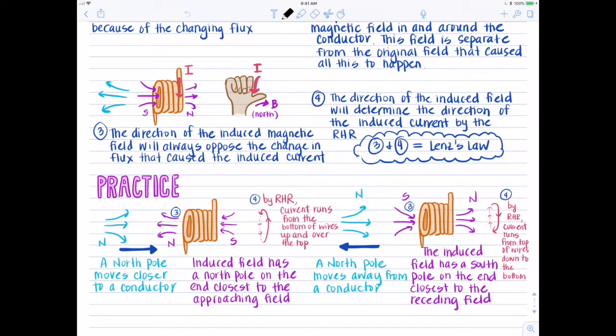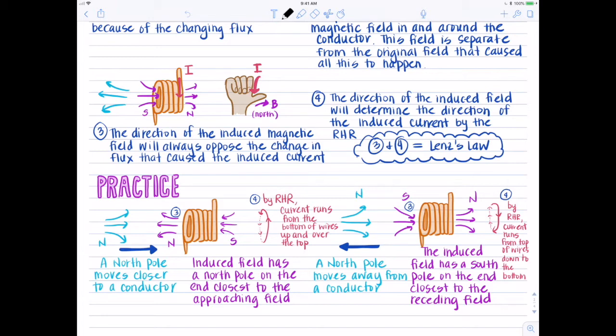So like charges repel, as do like poles. So if a north pole is getting close and you want to oppose that, then you're going to also put a north pole facing that direction, facing the approaching north pole, so that they would repel each other.